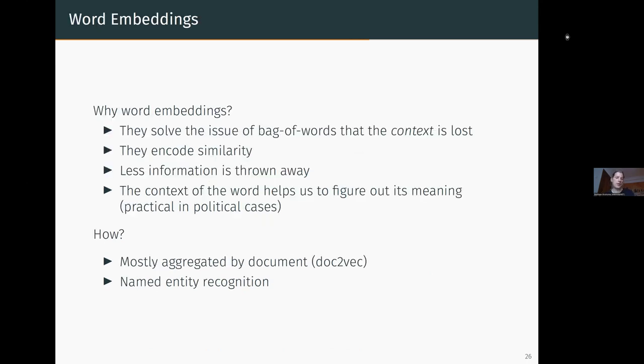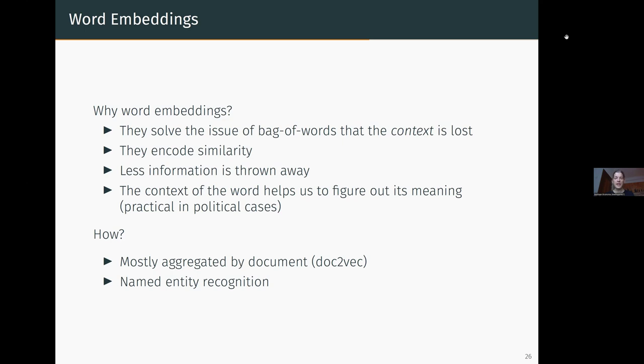So why would we use these word embeddings? The good thing about word embeddings is that they solve this issue of bag of words, where the context is lost. This was one of the main complaints. I can remember that when you talked about text analysis, the first thing people said was, well, bag of words is a very, very heavy assumption. Am I actually willing to take that? Am I willing to throw away all that context? Now we don't have to. They encode similarity, and less information is thrown away. So we capture more of what's in that text.